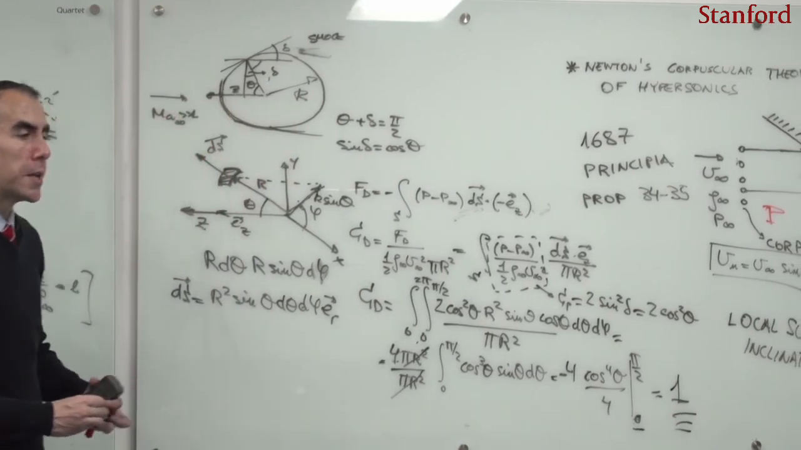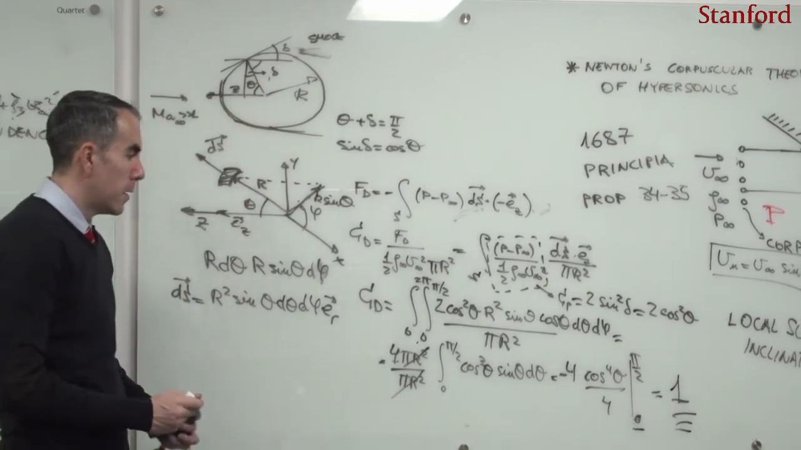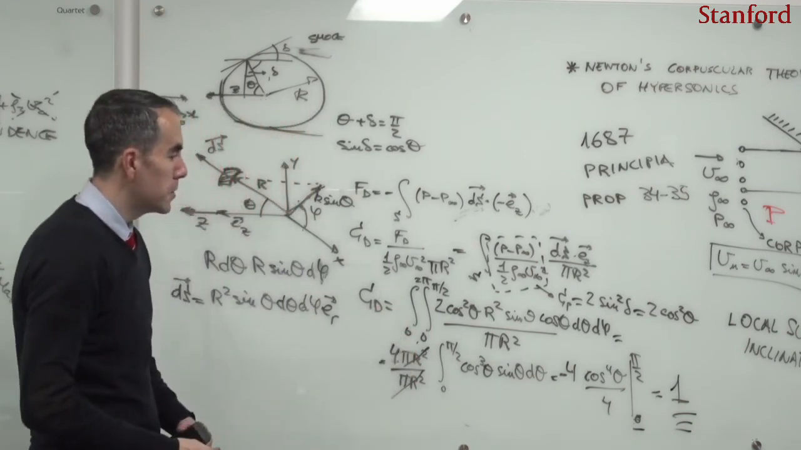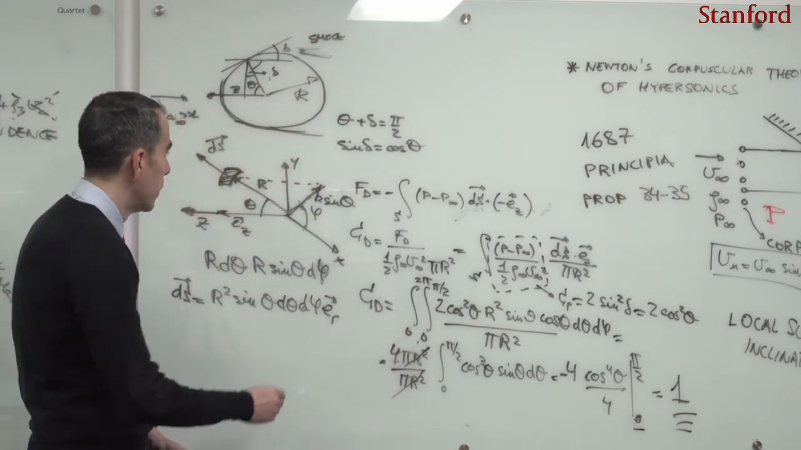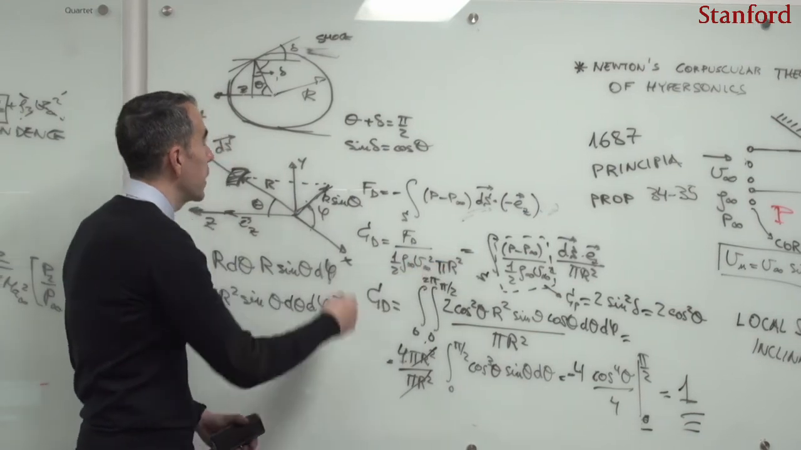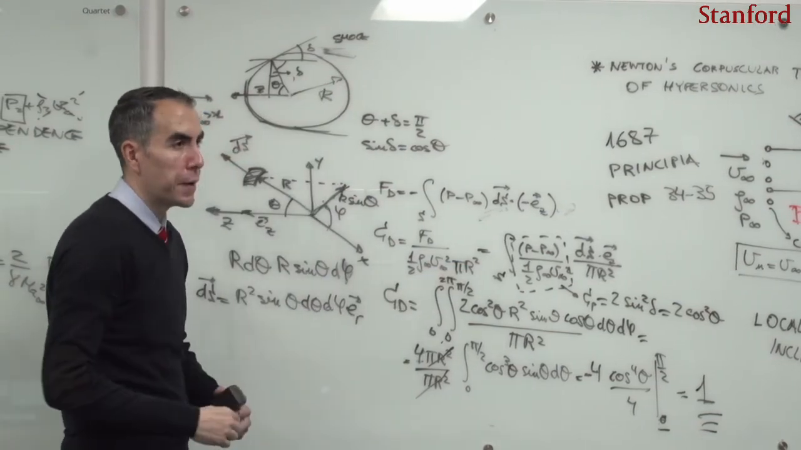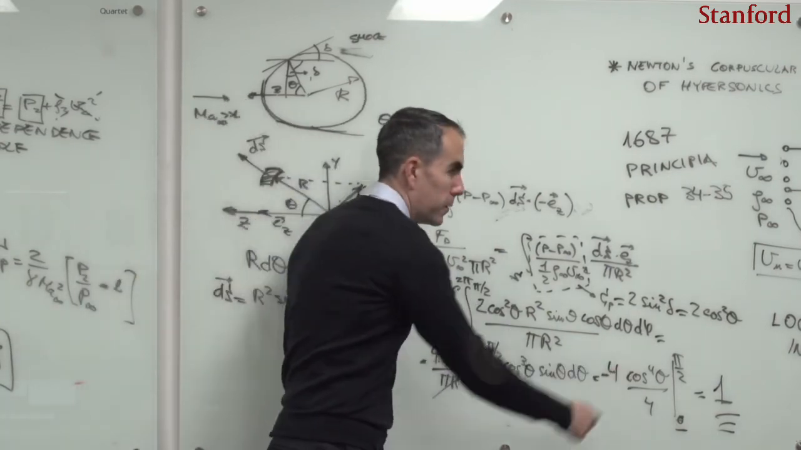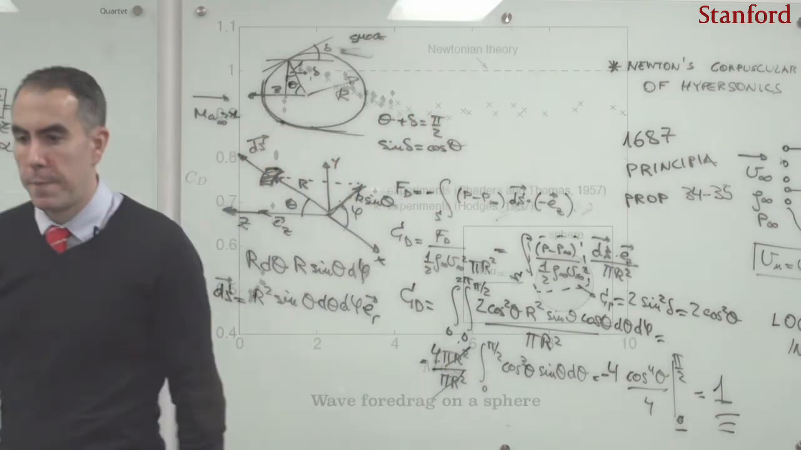So that is to say that the drag coefficient predicted by the Newtonian theory for a sphere is just equal to 1 when the reference area is taken as the cross-sectional area of the sphere. So, how does this drag coefficient perform? Well, just look at the chart.